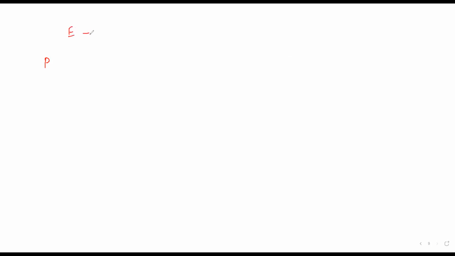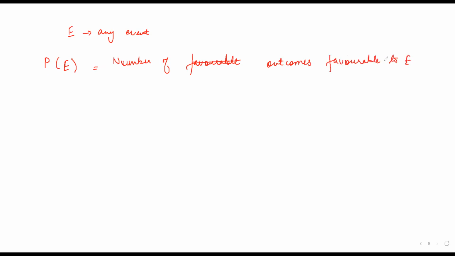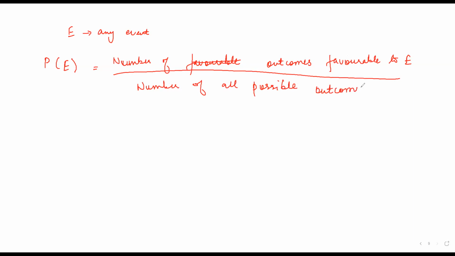E is any event, okay? Event is like, I'm tossing a coin, so I'm getting a head. Getting a head is an event. Getting a tail is an event. So I want to find the probability of this particular event. It can be any event. So it is equal to the number of favorable outcomes, or you can say the number of outcomes favorable to E, divided by the number of all possible outcomes. Right? Okay.